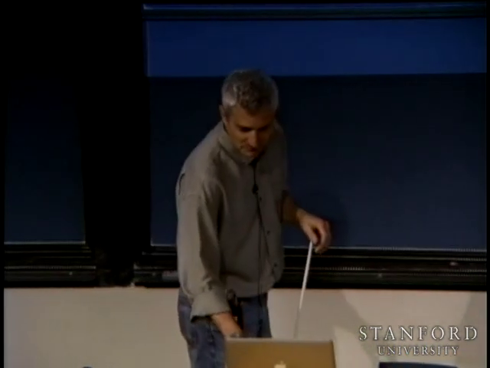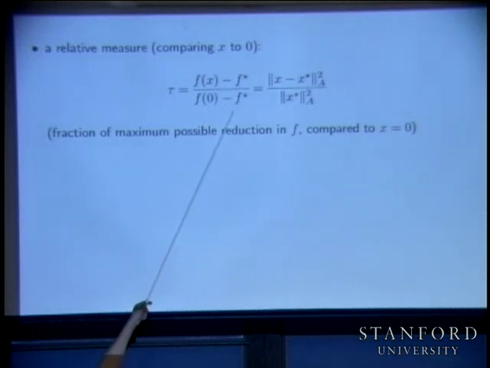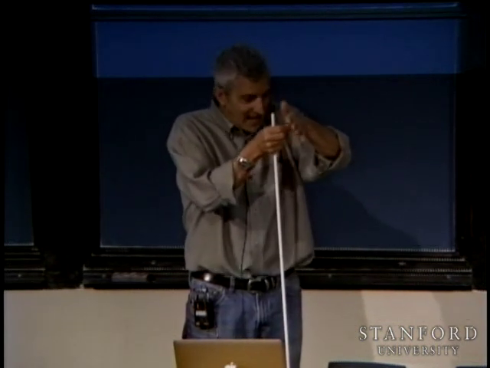Okay. Now, a relative measure would be something like this: f of x minus f star divided by f of 0 minus f star. That's tau. It's actually the fraction of maximum possible reduction in f compared to x equals 0. And these things are very interesting. Here would be one. In a Newton method, this would have a beautiful interpretation. It makes perfect sense. In a Newton method, it would go like this: you have a convex function, you're at a point, you form a quadratic approximation of that function, and then that goes down.